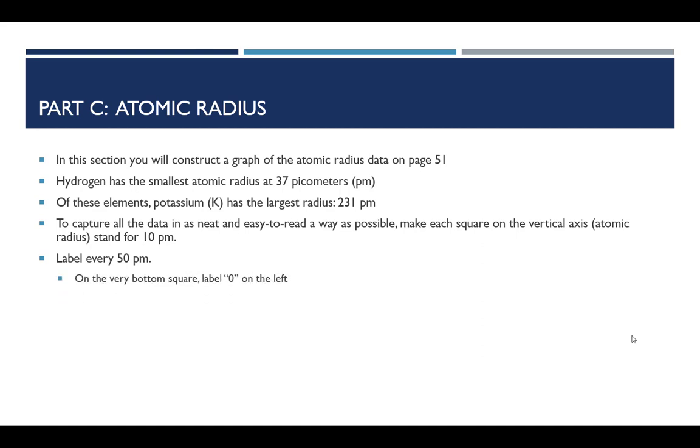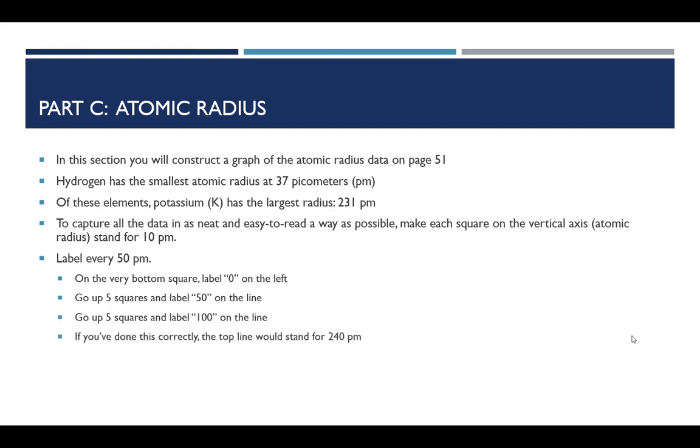And then, on the very bottom square, as I'd said, you're going to start with 0 off to the left, to the very bottom line on the graph. Go up 5 squares, and then that line is 50, 100, etc. And if you've done this correctly, you don't have enough to go to 250, but you should have enough to go to 240, so you'll want to go ahead and mark that last line as 240.